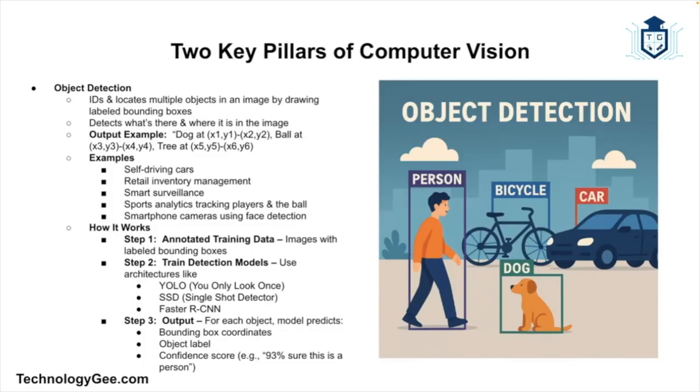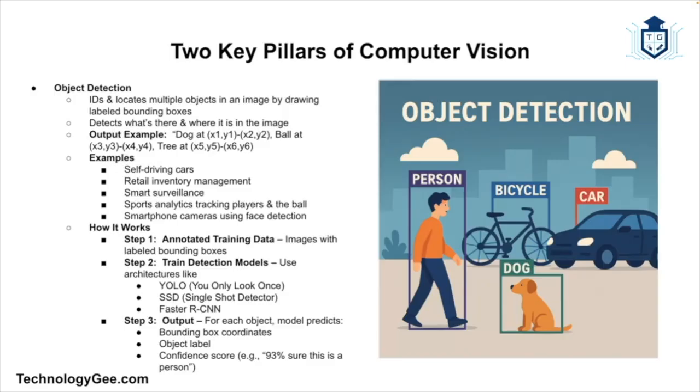And real world applications of how this stuff works. Once again, we have autonomous vehicles, and this type of technology can be used for spotting pedestrians, street signs, and other vehicles. It's used in retail, where it can detect products on shelves for inventory management. It's used in security cameras for recognizing people or unusual objects. It's also used in sports analytics, where it can track players, the ball, and movement patterns. And of course, it's used in smartphone cameras, where it can enhance autofocus and facial detection.